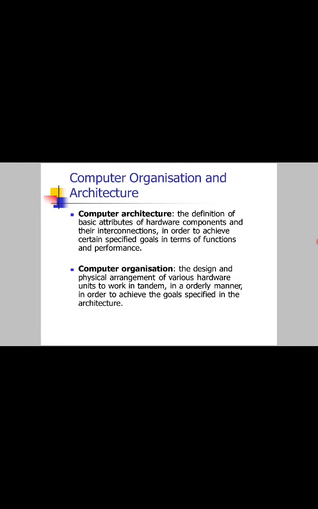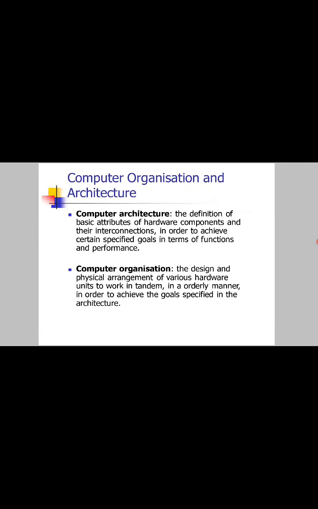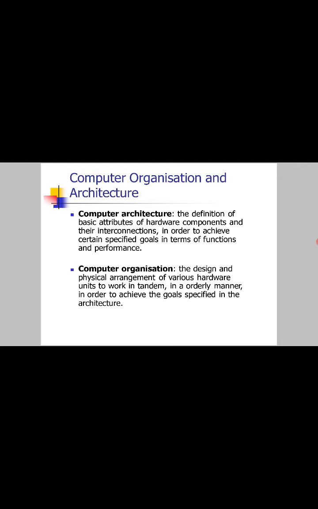So, computer organization and architecture. Generally computer architecture means the definition of basic attributes of hardware components and their interconnections in order to achieve certain specified goals in terms of functions and performance. Computer organization means the design and physical arrangements of various hardware units to work in tandem in an orderly manner.